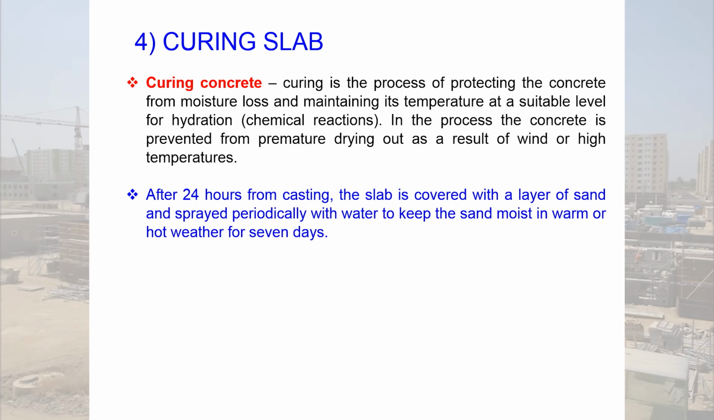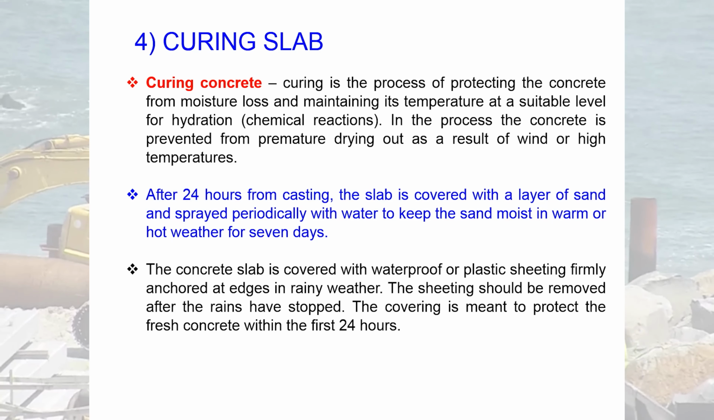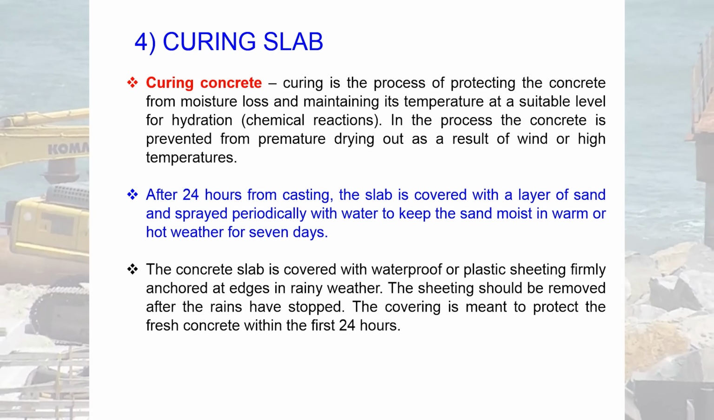After 24 hours from casting, the slab is covered with a layer of sand and sprayed periodically with water to keep the sand moist in warm or hot weather for 7 days. The concrete slab is covered with waterproof or plastic sheeting firmly anchored at edges in rainy weather. The sheeting should be removed after the rains have stopped. The covering is meant to protect the fresh concrete within the first 24 hours.